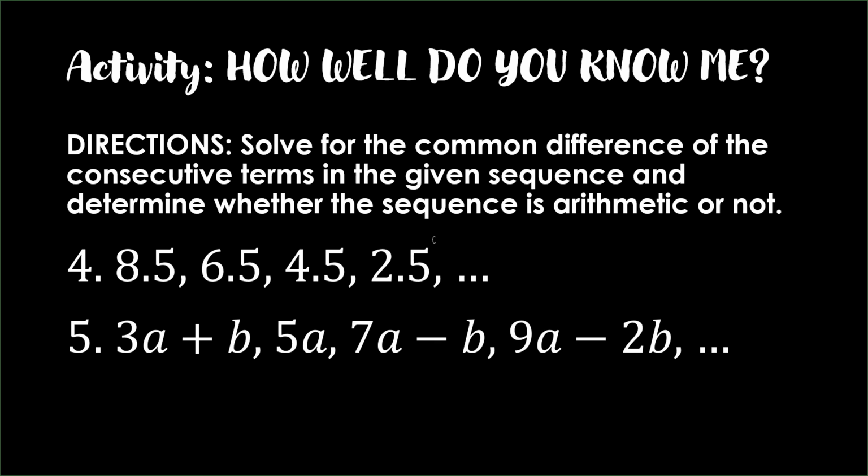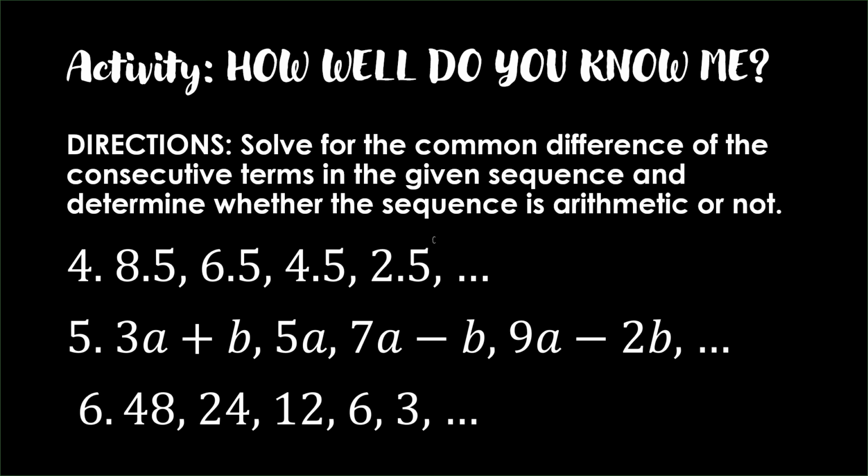Number 5, 3a plus b, 5a, 7a minus b, 9a minus 2b, and so on. Is this an arithmetic sequence? If yes, what is the common difference? Number 6, 48, 24, 12, 6, 3, and so on. Is this an arithmetic sequence? If yes, what is the common difference?